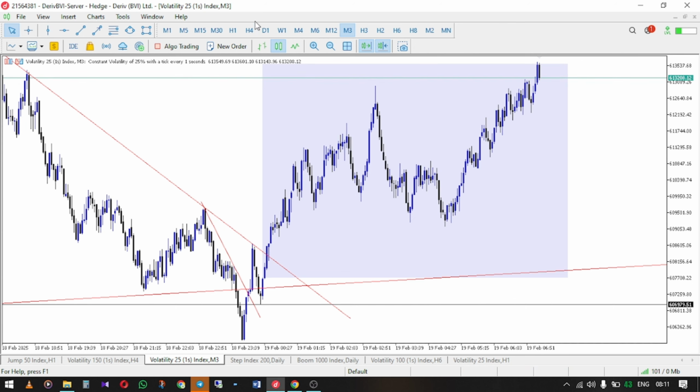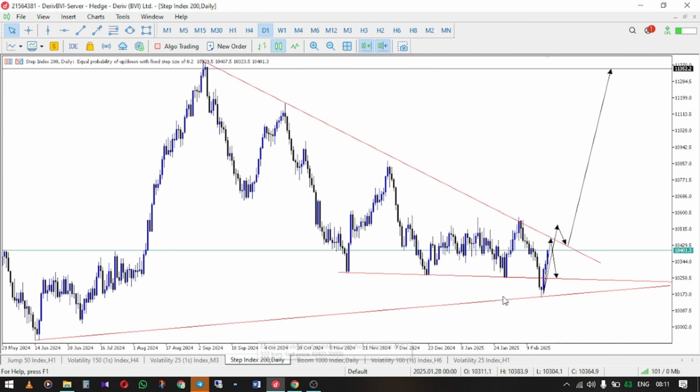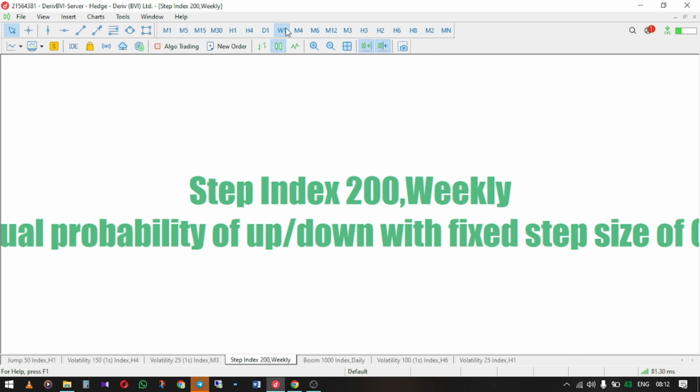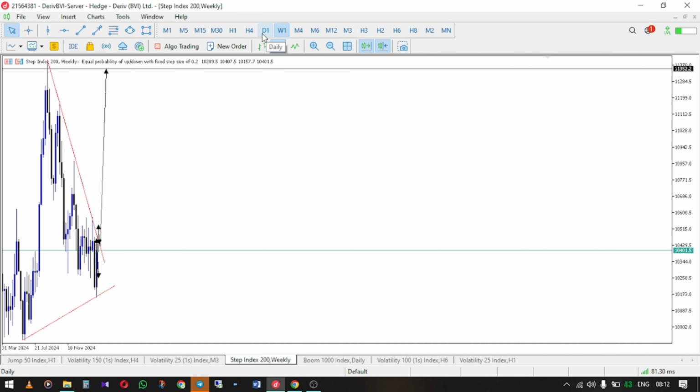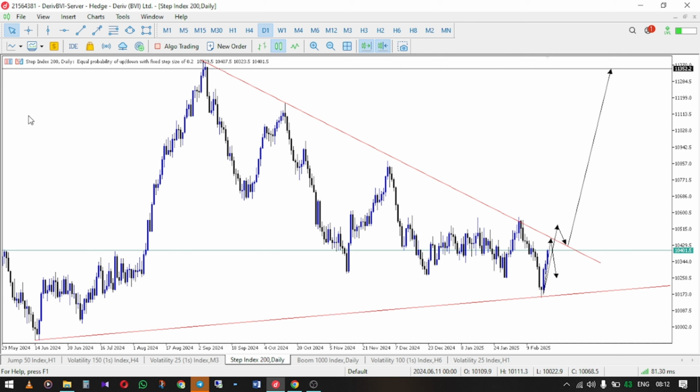So there's also another trade I'm looking at this morning that we might want to explore. Step 200 daily, right? This is what we have on Step 200 daily, guys. On the daily time frame, see, price has respected this trend line how many times? 3 times. 1, 2, 3, right?